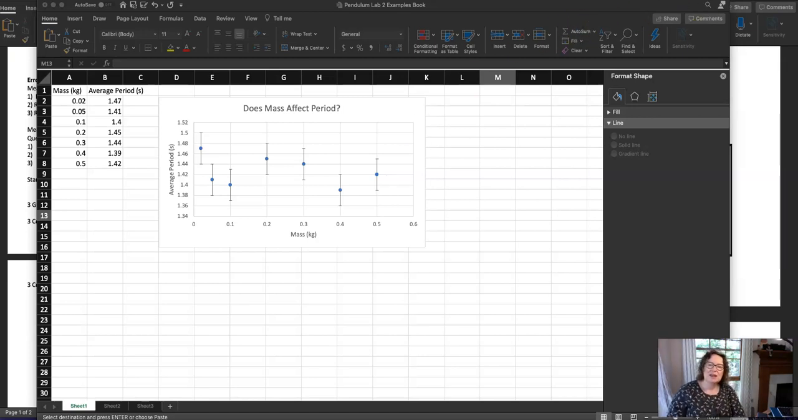Okay. Error bars are incredibly useful because what they do is they allow us to figure out if our data is changing enough for us to actually say it made a difference.